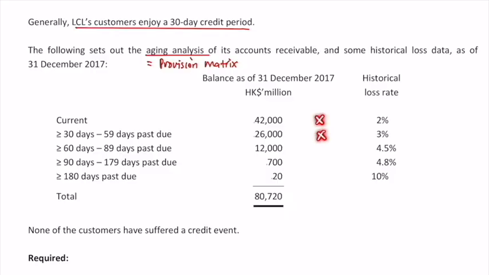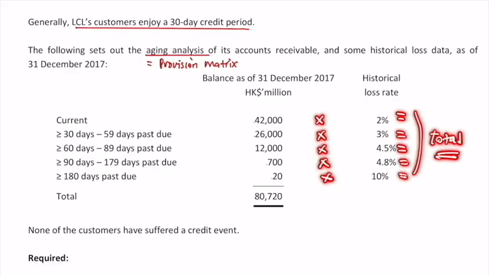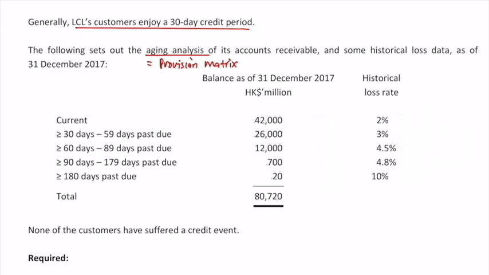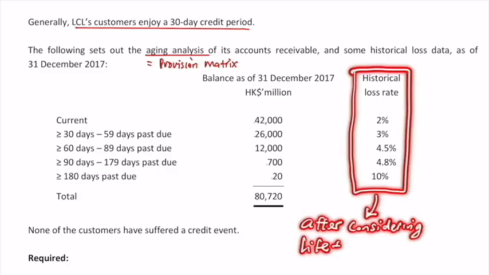We simply just multiply. This is the amount that we should recognize as impairment allowance for the trade receivable. No discounting is required because it's a 30-day credit period. This amount is after considering the lifetime expected credit losses.